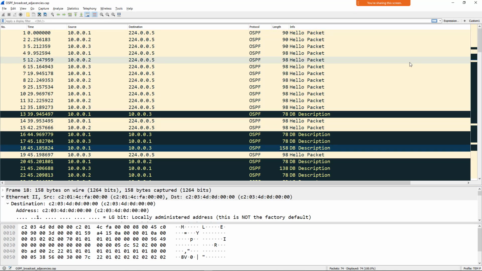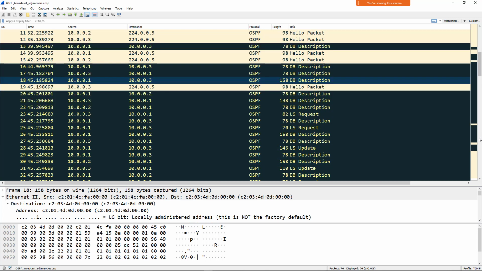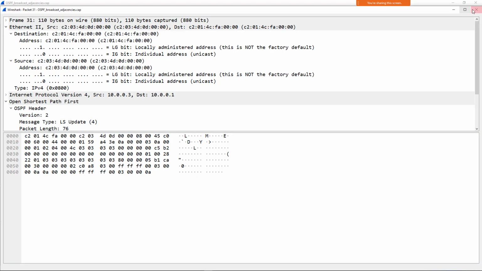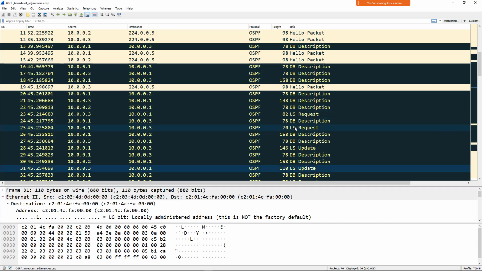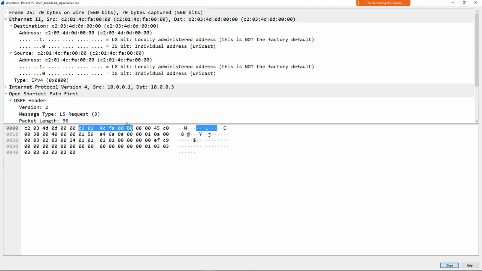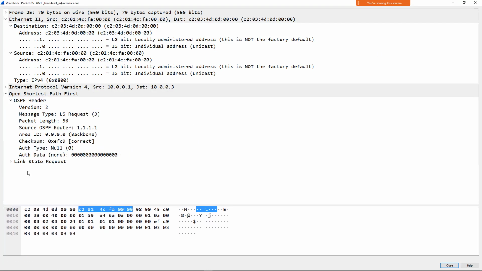But if I go down into this right here, a link state update, actually I should see a link state request before that. Right, here's a link state request. So in the link state request, this router is saying, hey, I saw something in your database that I don't have. Could you please provide me that information?